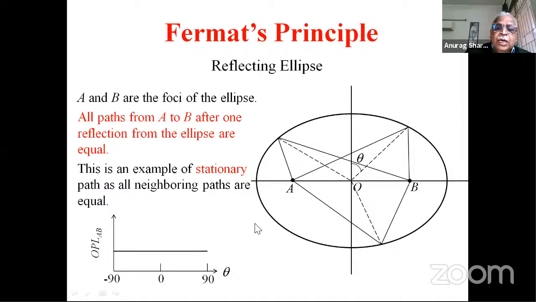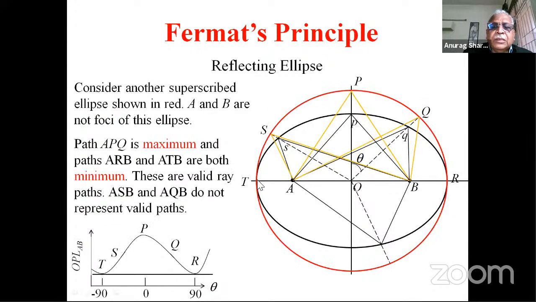Now let us construct an ellipse whose major axis is the same, but whose minor axis is now slightly larger. This red ellipse. We have kind of inflated the ellipse here. Now what happens? A and B are no longer foci of this red ellipse. They were the foci of this one. So they are two arbitrary points which are symmetrically placed around the center. This is just an example.